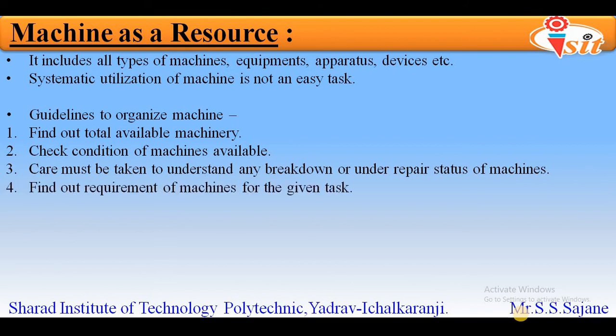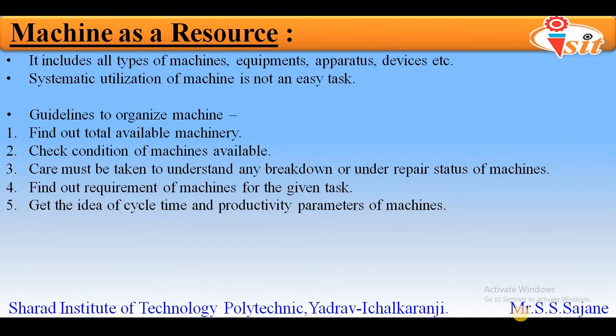So based on the given task or target, the supervisor has to decide exactly how many machines are required. After this, the next step will be to get the idea of cycle time and productivity parameters of the machines. So the supervisor will calculate the time required to complete one cycle, or say one job, and then he will do the planning of equipment arrangement according to the material flow.